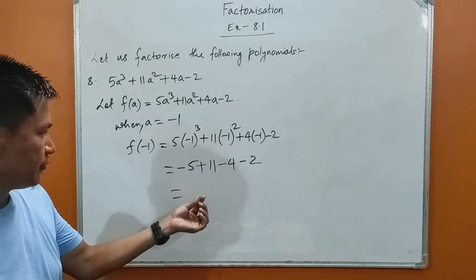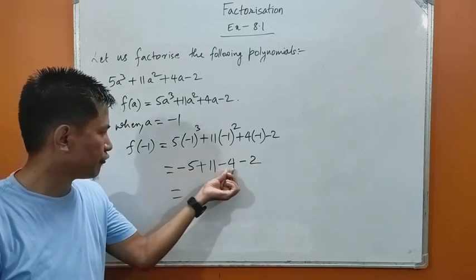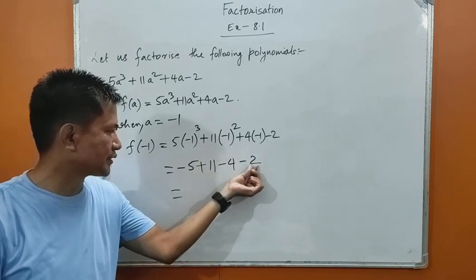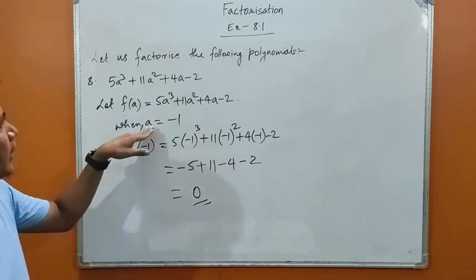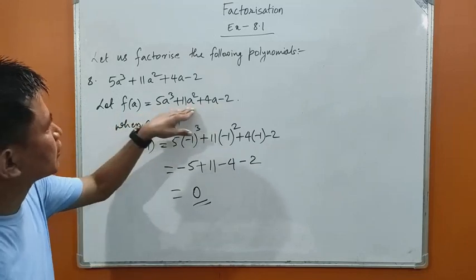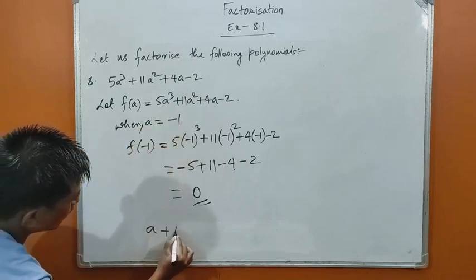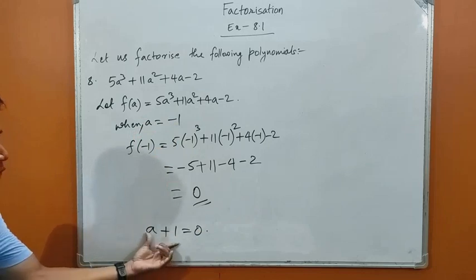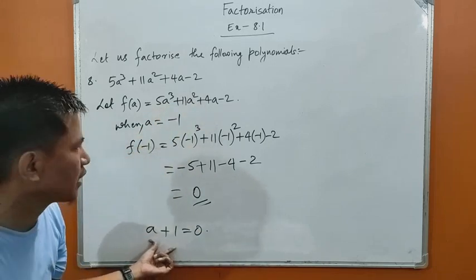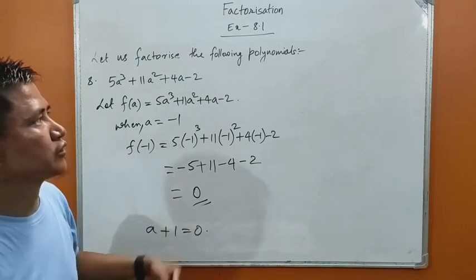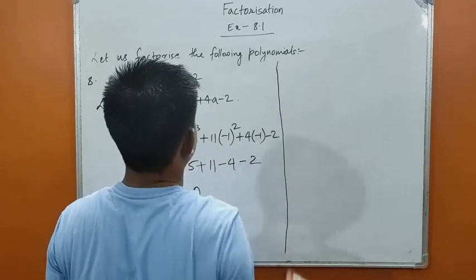So we have minus 4, minus 2, minus 5, three negative numbers. 5, 4, 9, 9 plus 2, 11. Minus 11 plus 11 becomes 0. So when a equals minus 1, this expression becomes 0. Then let us bring this minus 1 to the left hand side. A plus 1 equals 0, isn't it? So a plus 1 is a factor of this expression, because when this expression is divided by a plus 1, the remainder f(minus 1) equals 0.